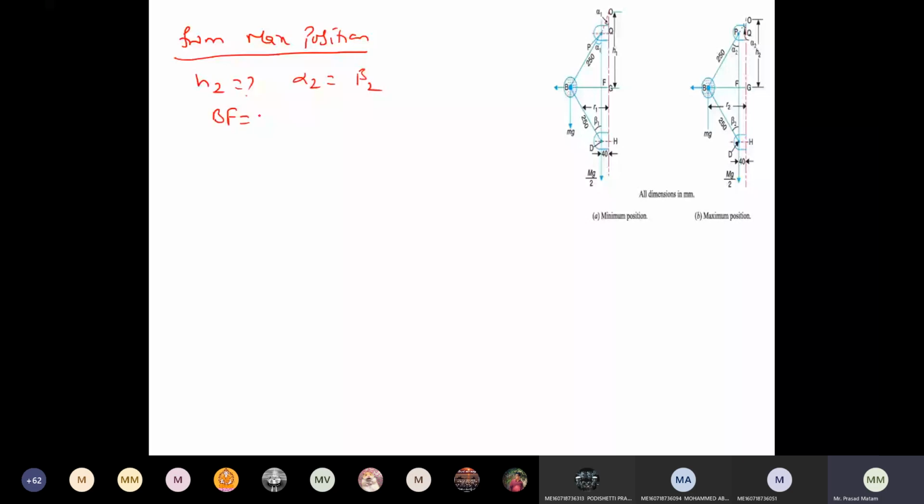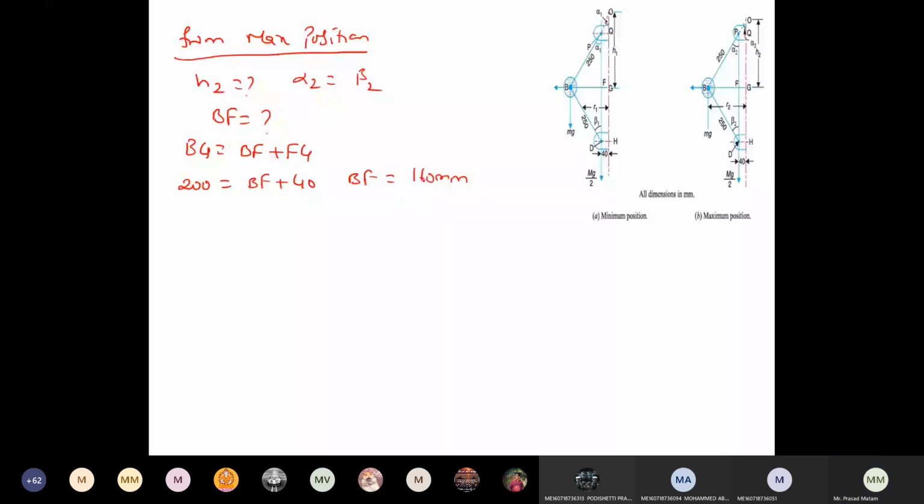Can we solve now? How to find BF now? So we know that BG is equal to BF plus FG. What is BG now? Radius of rotation R2. What is R2 value? Can anyone answer? Maximum radius of rotation. 200 mm, right. That is again BF plus FG, offset distance, which is equal to 40. From this, BF is equal to 160 mm.